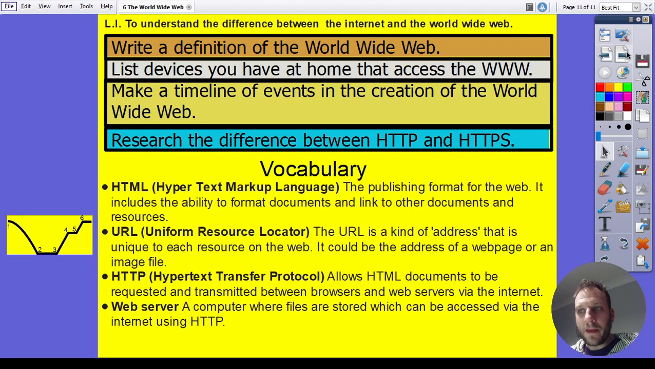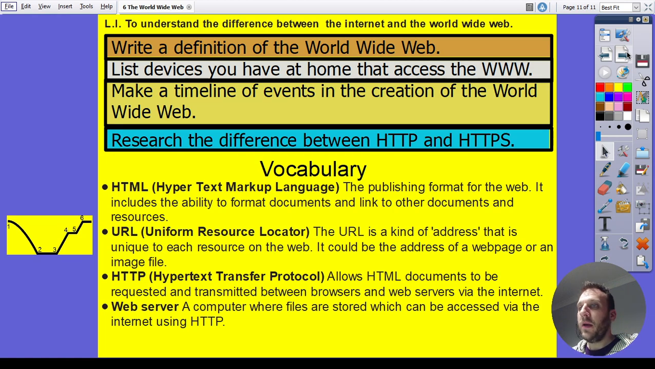So, here's what I'm challenging you to do today. Bronze is to write a definition of the World Wide Web. So don't get confused between the internet and the World Wide Web. Make sure you define what the World Wide Web is. Silver, list devices at home that have access to the World Wide Web. Again, some of your things will have access to the internet, but not the World Wide Web. So be careful that you know what the World Wide Web is. It's like access to web pages.